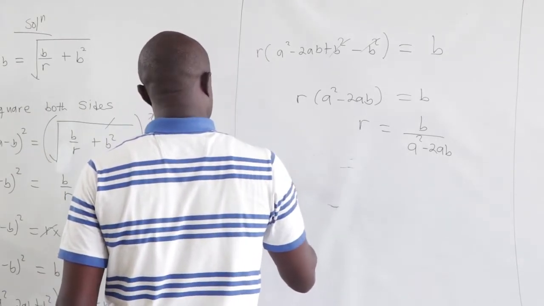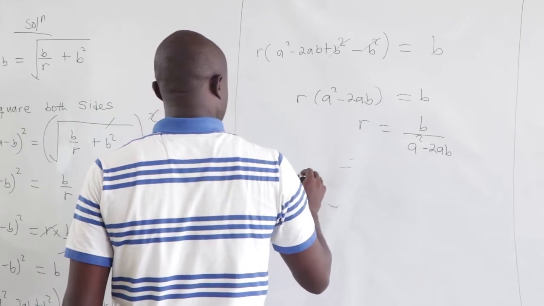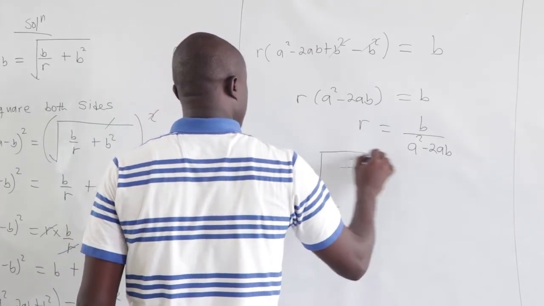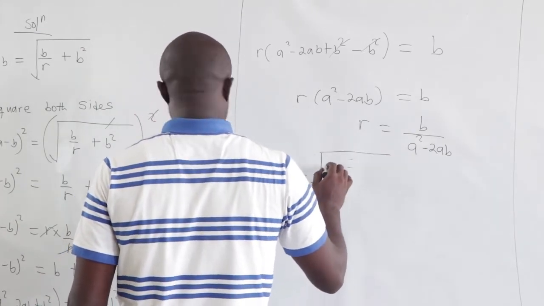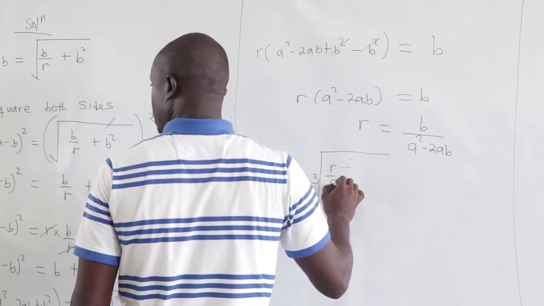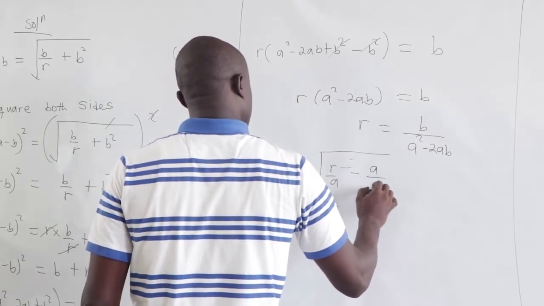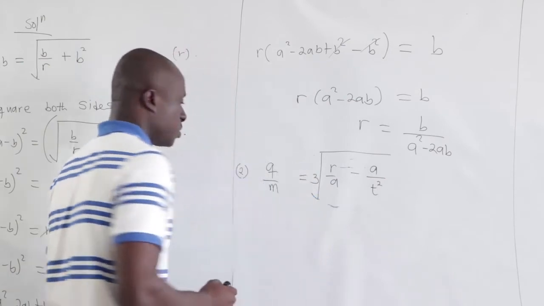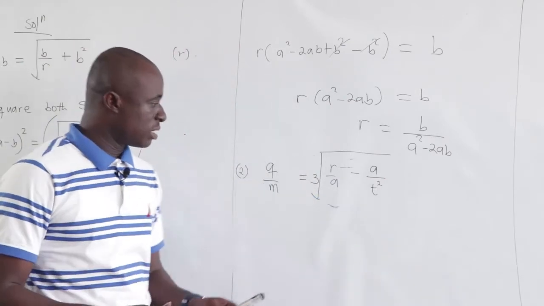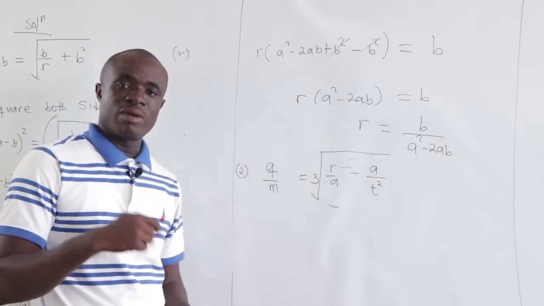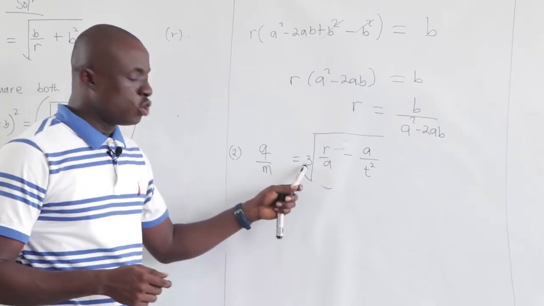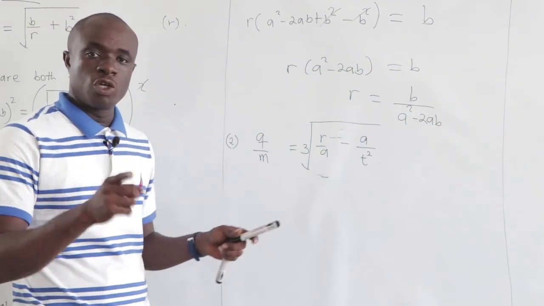Now let's see the second question. We have Q over M equal to cube root of R over A minus A all over T squared. We want to make T the subject. The T is in a radical. So what should we do? This is a cube root, so it's better for us to cube both sides.